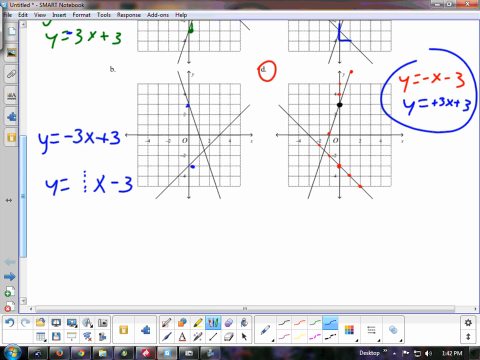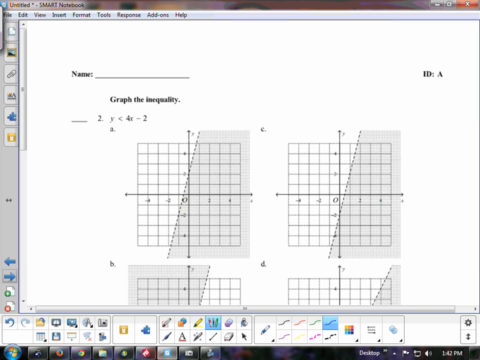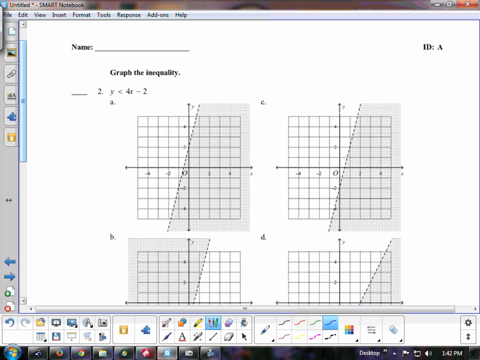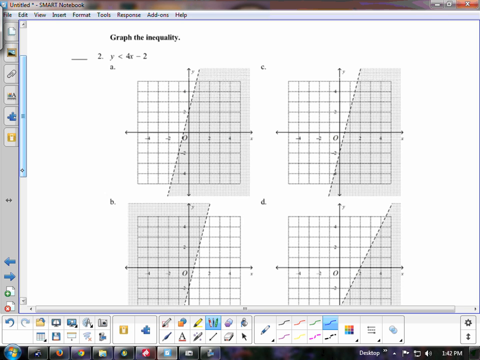Okay, looking at number 2. Number 2 is a similar question. This one starts at negative 2. So which graph starts at negative 2? Well, this one does. This one does not. This one does. So our choices are here. And the slope is 4. So m is 4, which equals 4 over 1. So the rise over run is 4. And this one does rise over run 4. And so does this one.